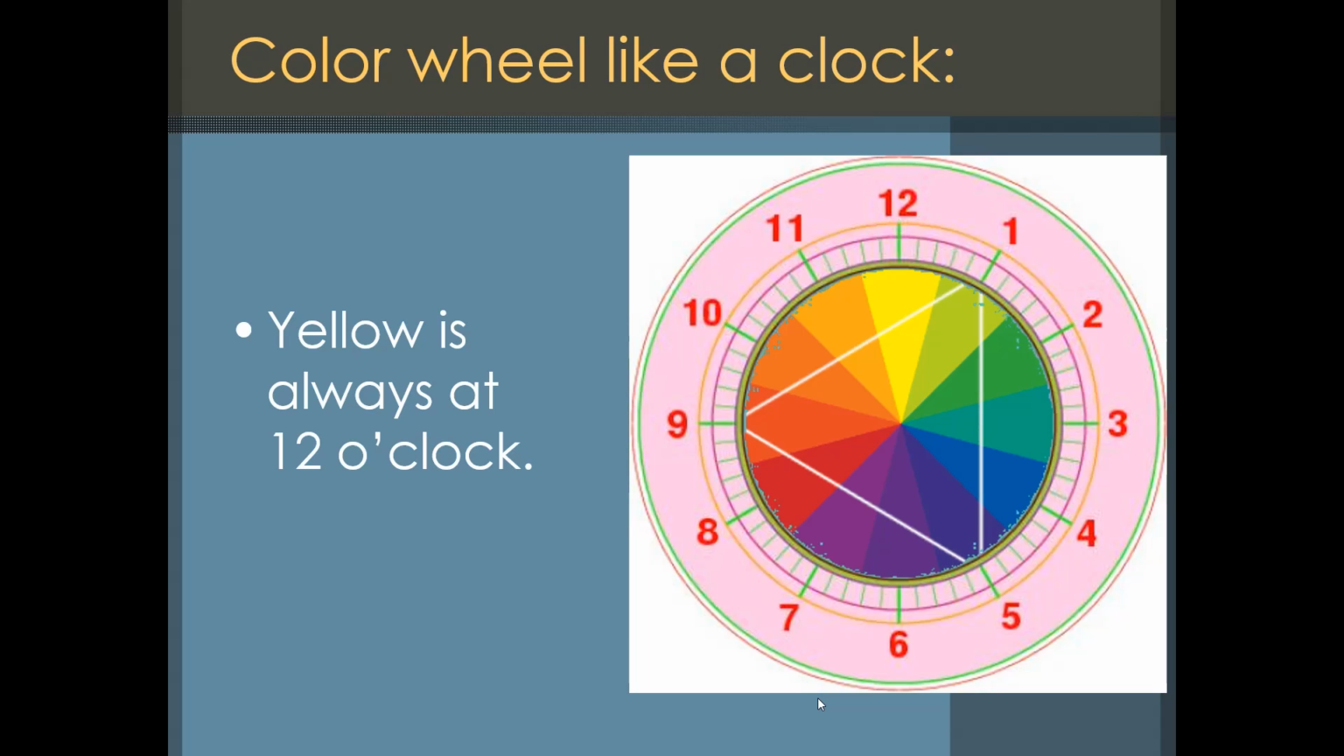One way to think of the color wheel is to remember where the colors go based on the actual clock. Since there's 12 colors, the face of a clock has 12 hours in a half a day. And so we remember where the colors go based on the numbers on the face of a clock. For us, yellow is always going to be at 12 o'clock.